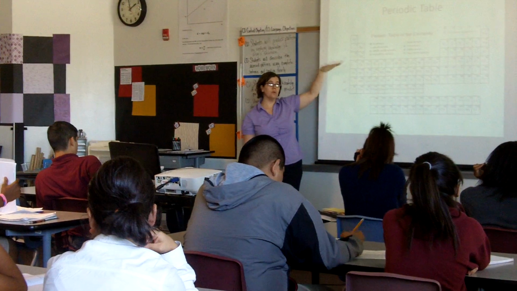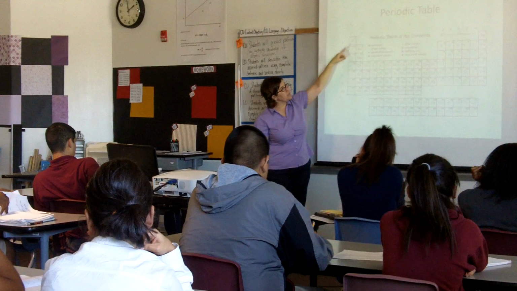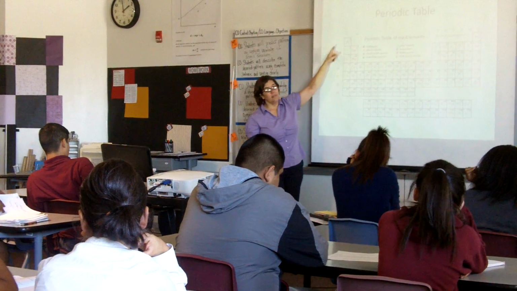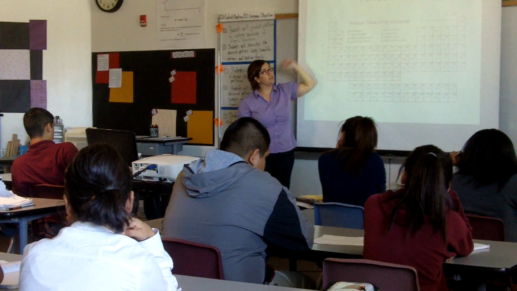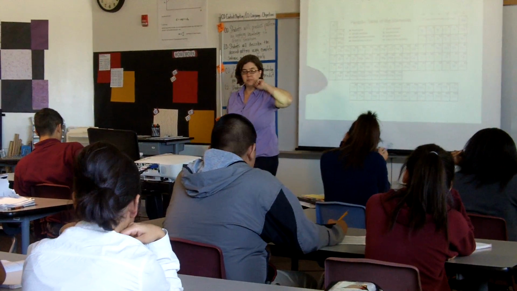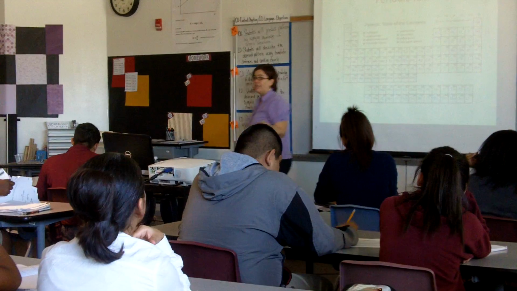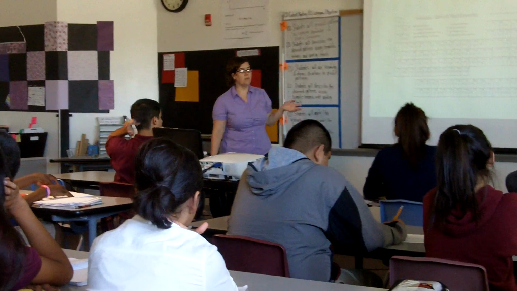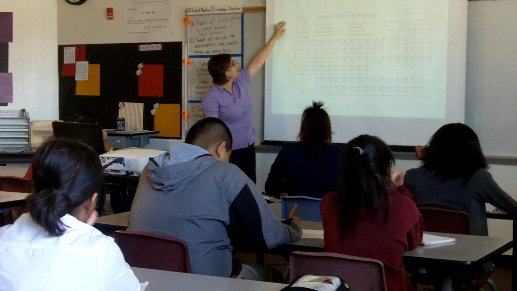So each row is called a period. The first one is the one that includes hydrogen and helium. This table is set up slightly differently than yours because where is hydrogen on your periodic table? Right. So it's right in the middle, and as we learn about the properties of hydrogen, we'll understand why the people who put this table together decided to put it that way.